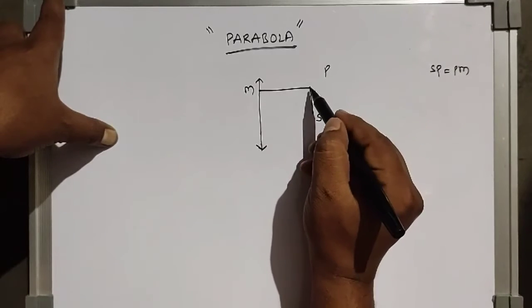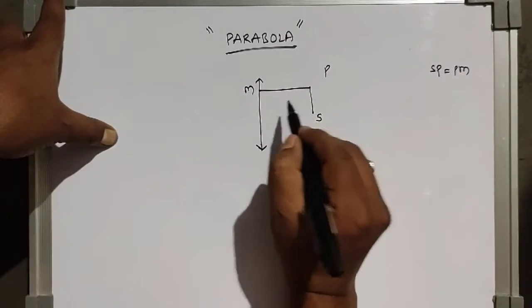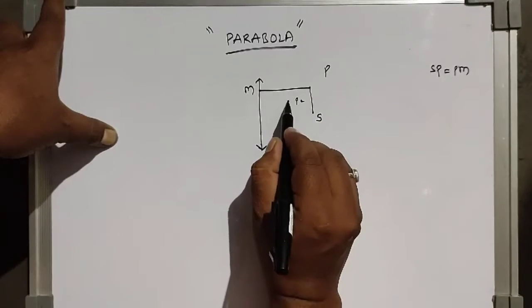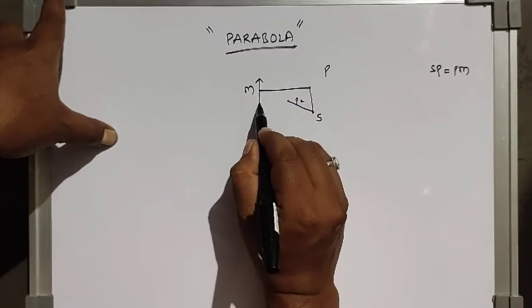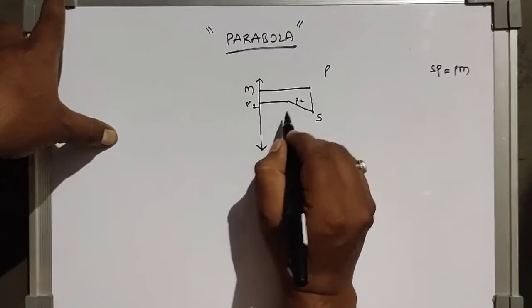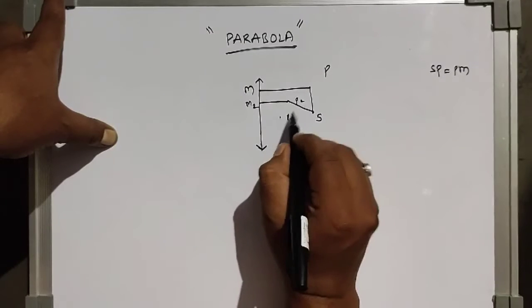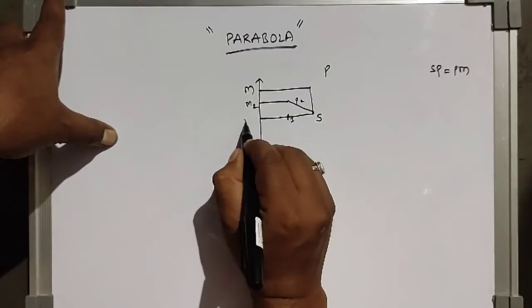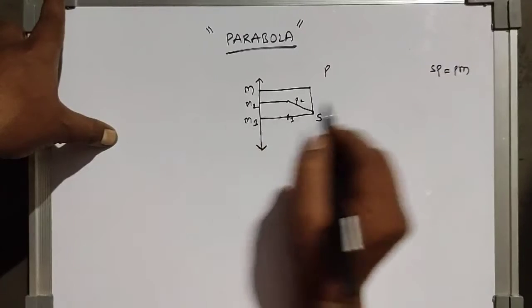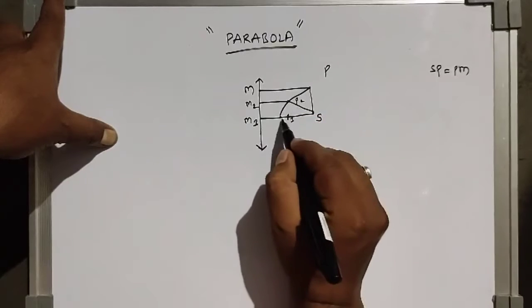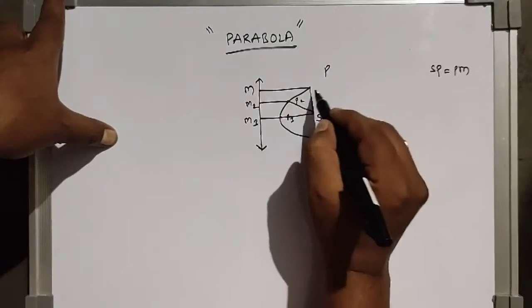For example, if the point comes here, it becomes the point P2, it's moving up to here, and SP2 is equal to PM2. The same way, if the point moves up to here, we take it as the point P3, so the distance SP3 is equal to P3M3. So in that way, if you join all the points like this, they form one curve. So this is called the parabola.